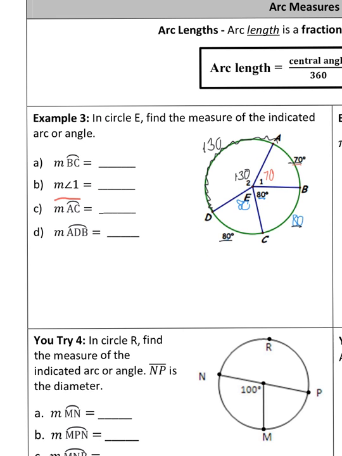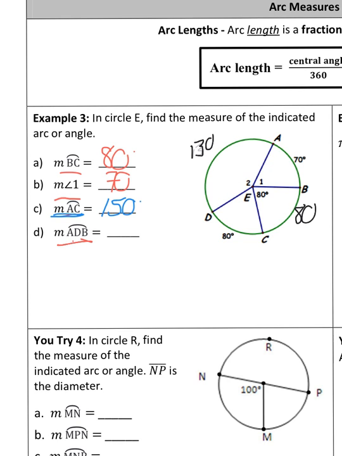First arc they're looking for, BC. I think I already marked that in my picture right over here, B to C. It's the same as that central angle, so I know it's going to be 80 degrees. Next one, measure of angle 1. We found that early on. It's the same as the arc measure. The arc is 70, which means angle 1 is 70. Next one I'm looking for is arc AC. This one's a little bit longer, so we're going from A through B to C. I know this one up here is 70. This one down here is 80. So it looks like together they're going to be 150.